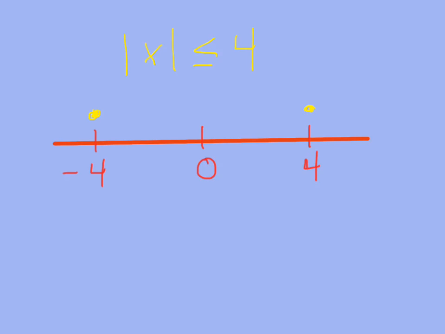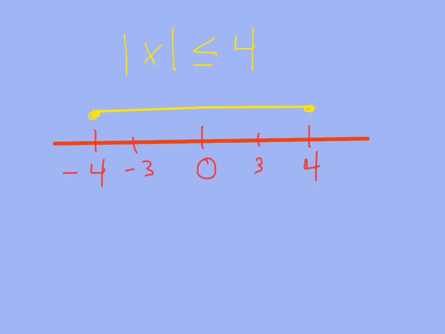Those dots exist because we have an equal to sign underneath our equation right there. So we have our two dots. Then we're going to put in those values that are less than 4 away. So a value such as negative 3. Negative 3 is less than 4 away from 0. Positive 3, sorry. Negative 3 as well.